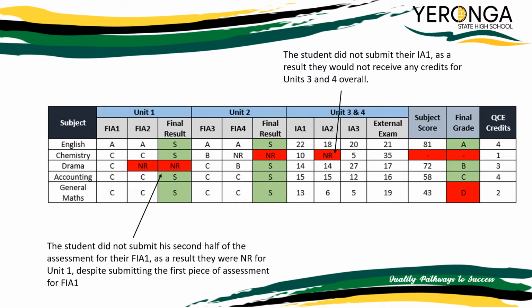When we look at general maths, here we can see a student has completed their IA1, IA2, IA3, and completed the external exam. Even though they received a D for the subject overall for Units 3 and 4, it was still being used to calculate the ATAR. However, because the student only studied 5 general subjects and nothing else, and by not submitting that piece of assessment in chemistry, they became ATAR ineligible.